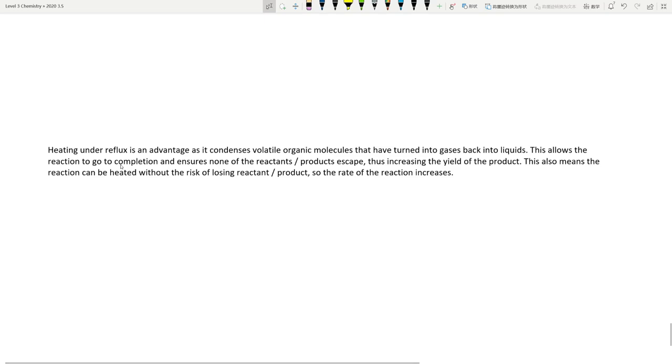So here it is. It is an advantage because all the volatile stuff, volatile just means it's easy to turn to gas, turns to gas, and then goes back to liquid when it gets to the condenser, and that allows the reaction to go to completion, and you don't lose anything. That means you have more products, which means higher yields, as we say at a higher level, because at university labs you actually have to calculate your yield, and if after a practical lab your yield is below 20%, then you failed because you've done something wrong.